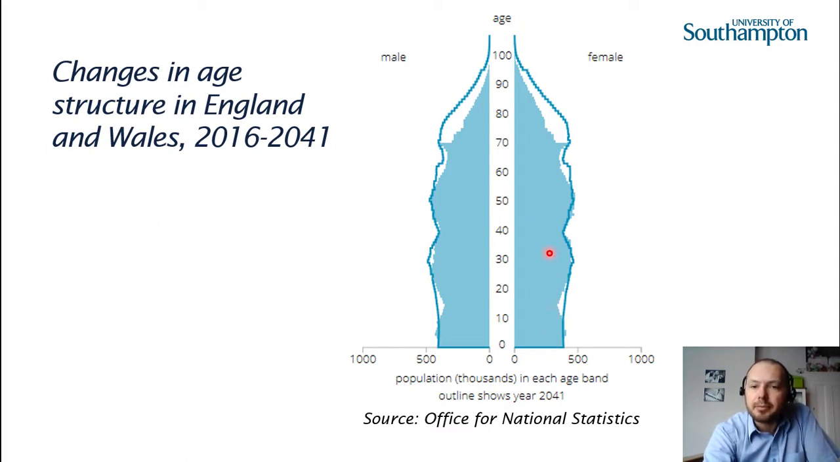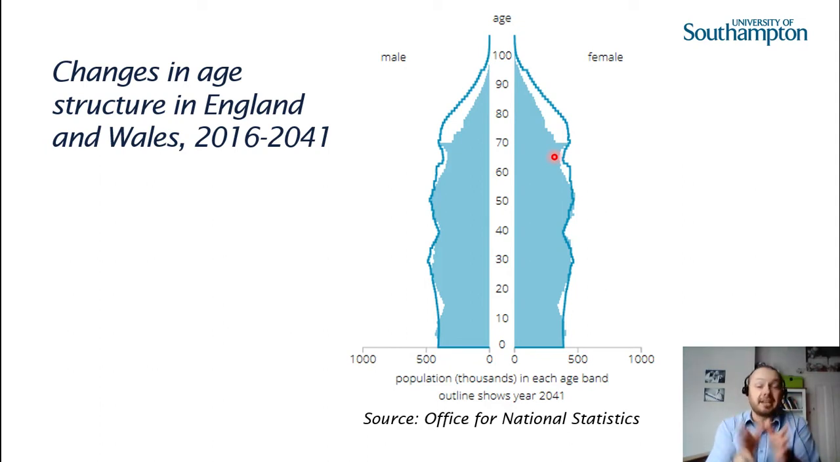Now, what you can see from this, if you're looking at the pale blue area here, you can see a little spike here, for example. That's the post-war baby boom. So all of those people who were born just after the Second World War are now reaching their 70s. So you can see the little spike in the population there caused by the post-war baby boom.